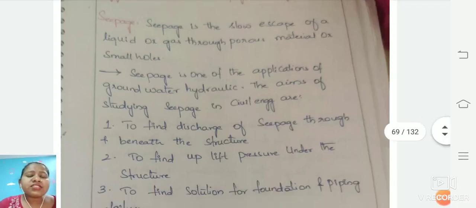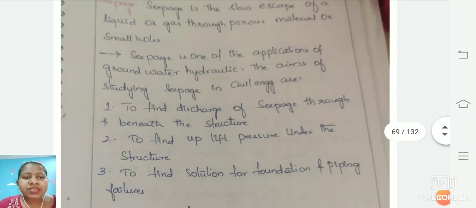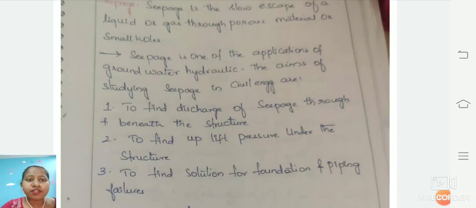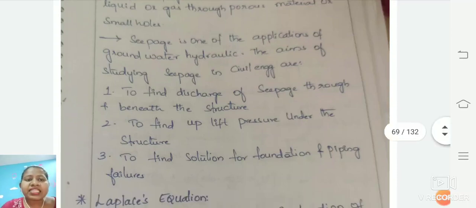So for this, the first one is to find out the discharge, and the second one is that this seepage will depend upon the structure. As we all know, in most constructions of any building, there will be some leakage of water at some corner of the building which we construct. That means there will be some discharge of leakage of water, whatever the soil, whatever the construction we have taken into consideration. And the next is to find out the uplift pressure under the structure.